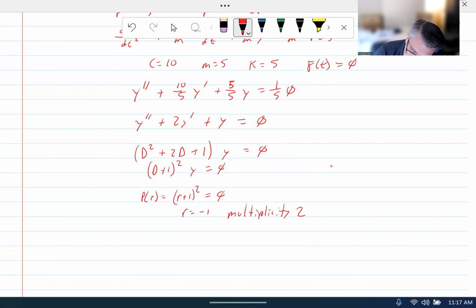Okay, so because it has multiplicity 2, we have to take into account that this could be e to the negative t, or it could be t e to the negative t. So our general solution is y equals c1 e to the negative t plus c2 t e to the negative t.